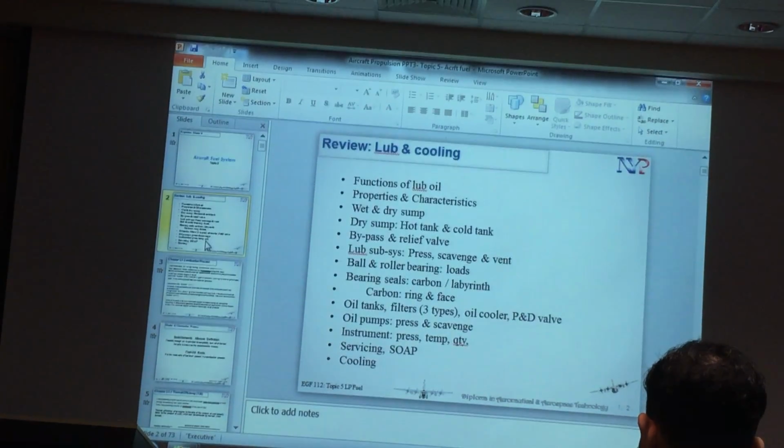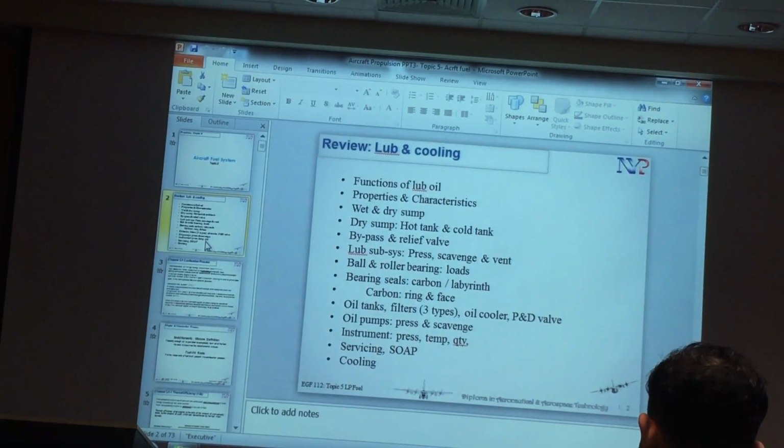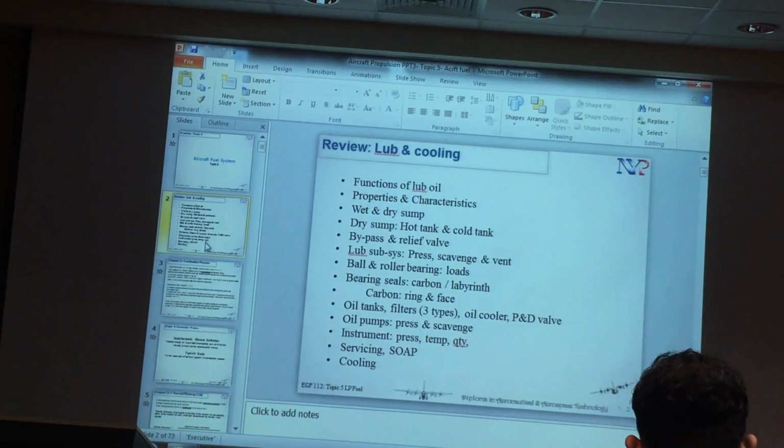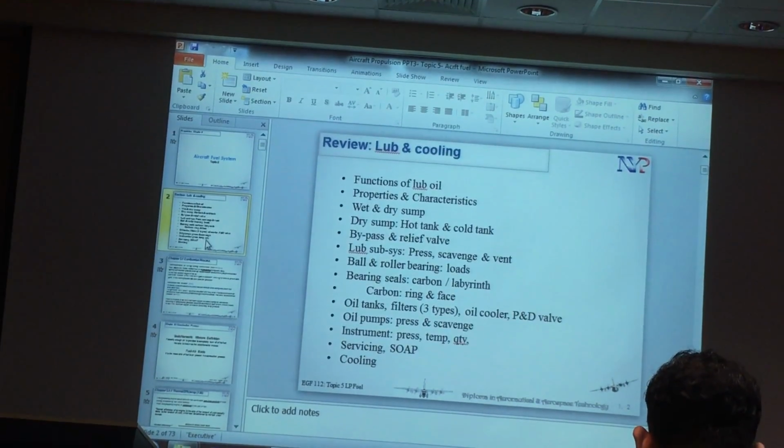Carbon ring and labyrinth seal. A turbine engine uses two kinds of seal, carbon seal and labyrinth seal. Because of the high speed rotation, other sealing methods cannot apply.